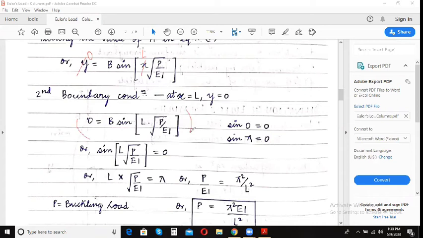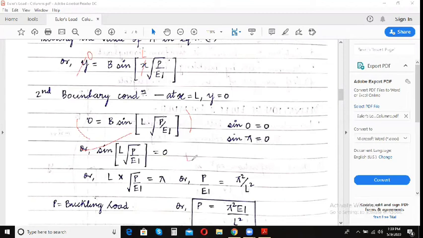Clear? Now, what you have to do? We are making sine L root over of P by EI equal to 0. See, b into this term, b into sine L root over of P by EI, is becoming 0. Now b cannot be 0. If b was 0, then the above equation would not exist, and the general solution equation wouldn't have been valid. So we take sine L root over of P by EI equal to 0. Now this is valid.